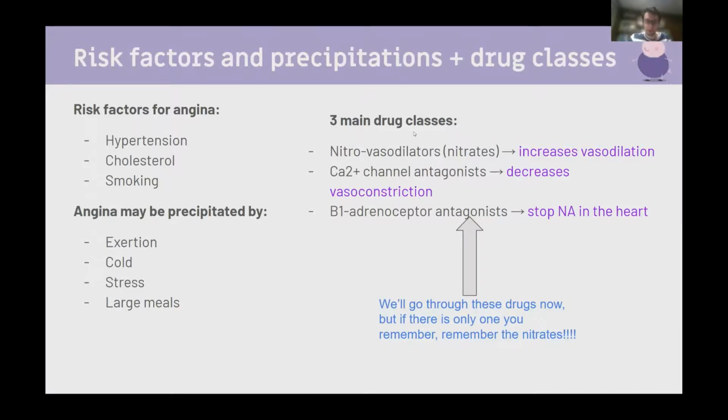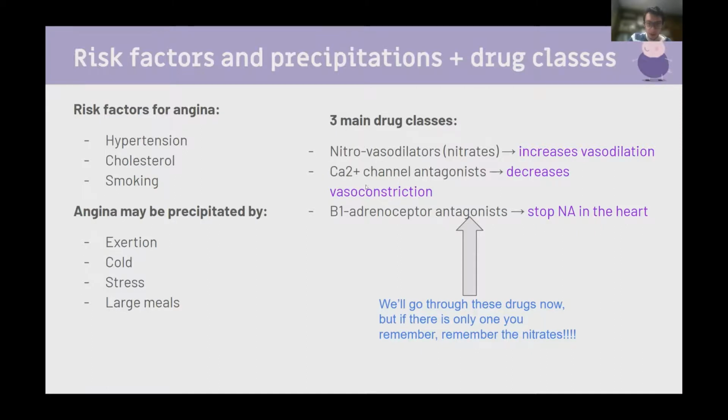Let's go through these one by one. Nitrates increase vasodilation. They do this in the coronary arteries, which means there's an increased supply of blood to the myocardium. They also increase vasodilation in the venous circulation, which means you're having a reduced venous return. If you have less venous supply in the atria, you're going to have less that fills the ventricles. You're going to have less end-diastolic volume, and during contraction, you'll have a smaller stroke volume. And because you need to pump less blood, you'll have a lower oxygen demand.